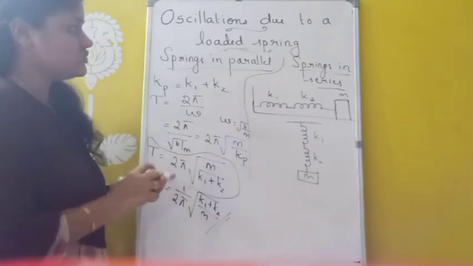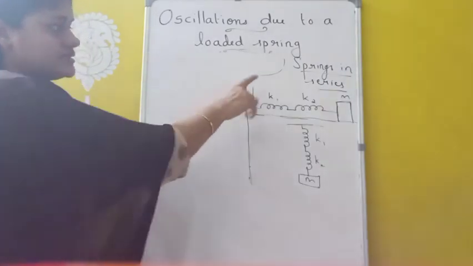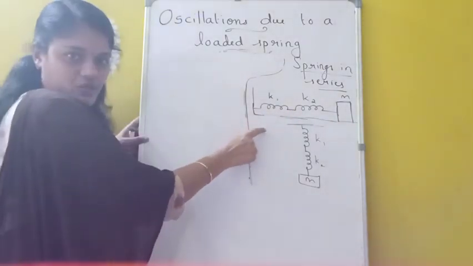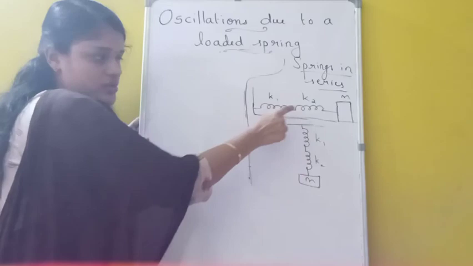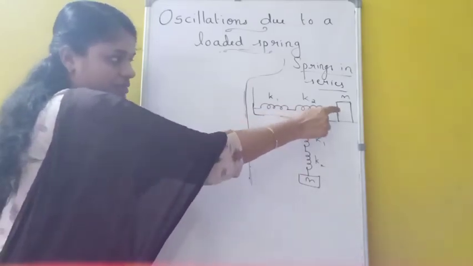Okay. So next one, springs in series. Next is springs connected in series. Here two springs having spring constants K1 and K2 are connected in series. That means end-to-end connection, connected to a mass M.